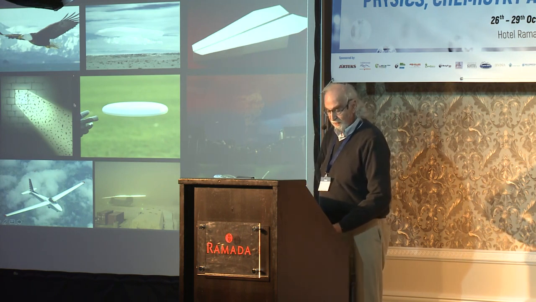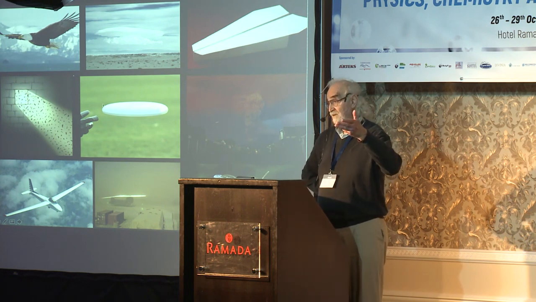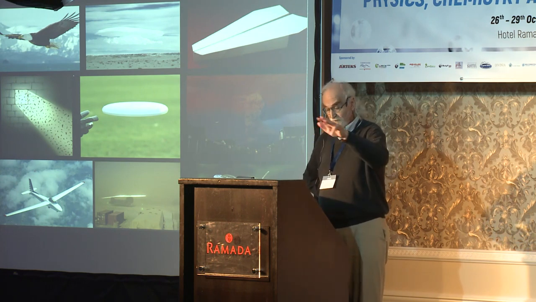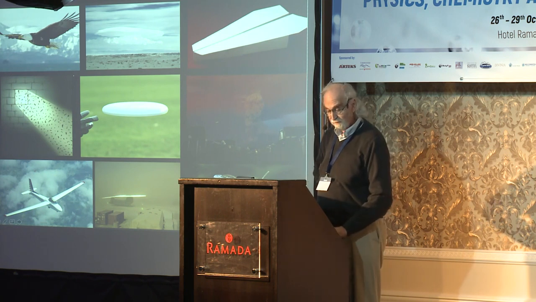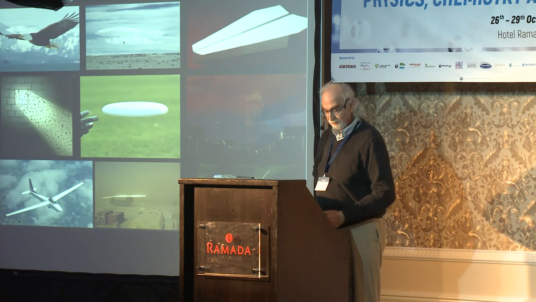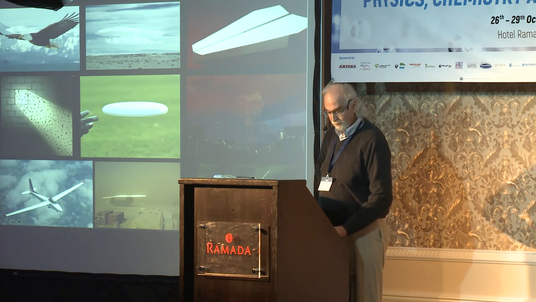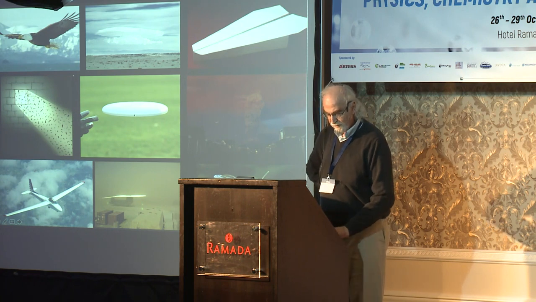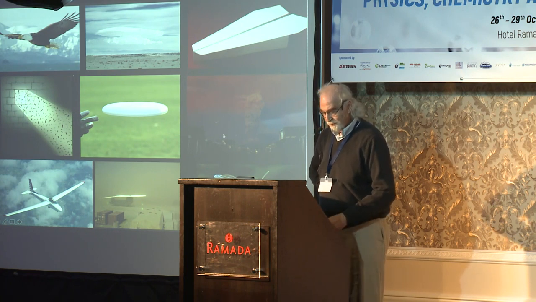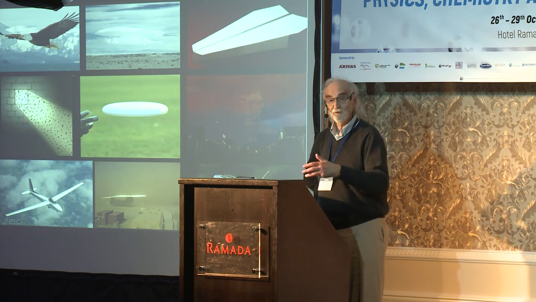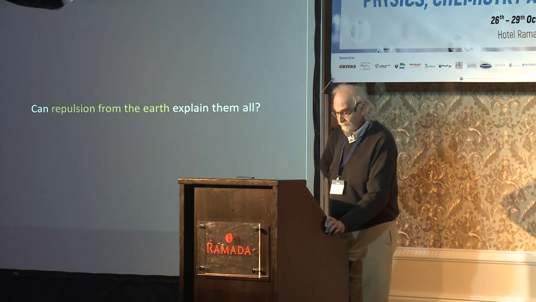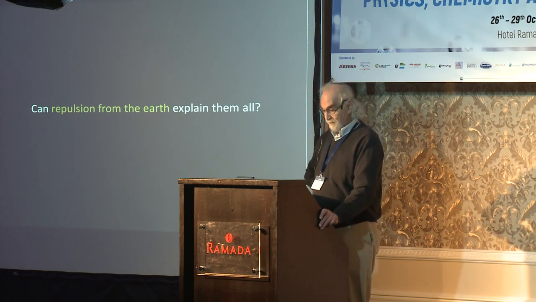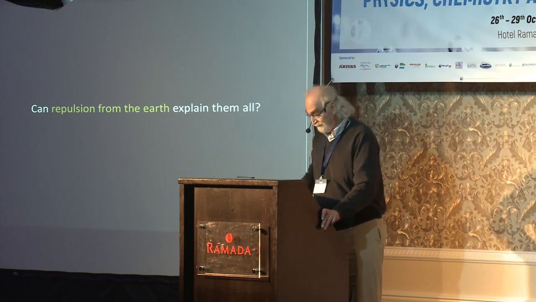And in all of these cases, something is staying aloft. And we have myriad reasons that are given for why they stay aloft. This one is staying aloft because of updrafts. This one has something to do with temperature and pressure. This one has to do with the iconic shape of the Frisbee, et cetera, et cetera. So I ask the question, and I pose this just as a hypothesis, is it possible that repulsion from the Earth can explain all of these?